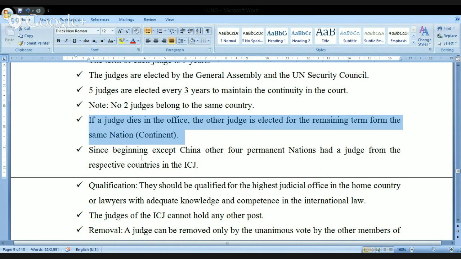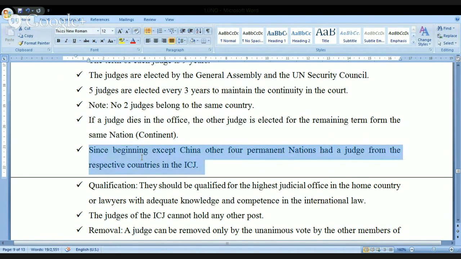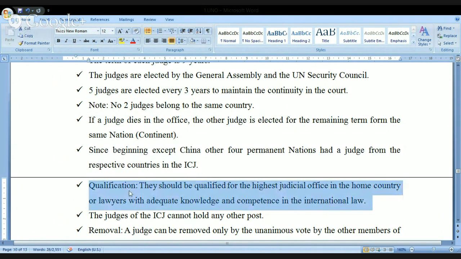Since the beginning, except China, the other four permanent nations have had a judge from their respective countries in the ICJ. Look at the qualifications I have told you already. They should be qualified for the highest judicial office in the home country, and be lawyers with adequate knowledge and competence in international law, not just your own law, but international law.